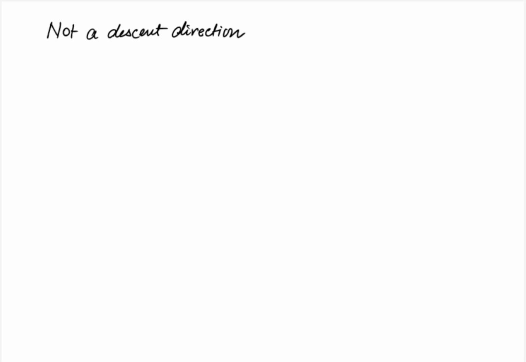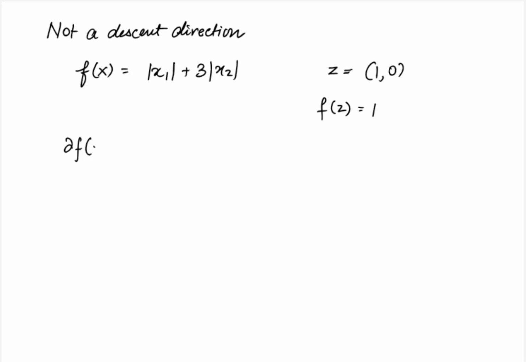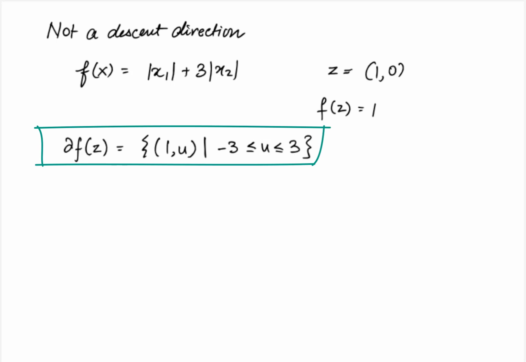For that, consider a function in R2, f of x equal to absolute value of x1 plus 3 times absolute value of x2. Then let us consider the point z equal to (1, 0), so that f of z equal to 1. The subdifferential at that point is given by (1, u), where u is between minus 3 and 3. We will take the step of the form z minus eta g, where g is a subgradient, and then look at the function values for small values of eta.